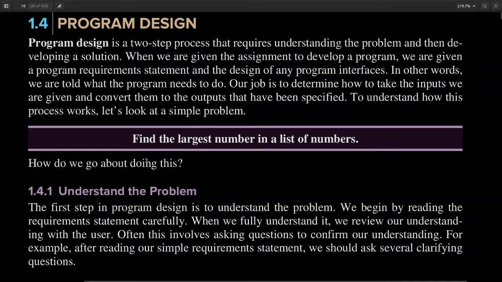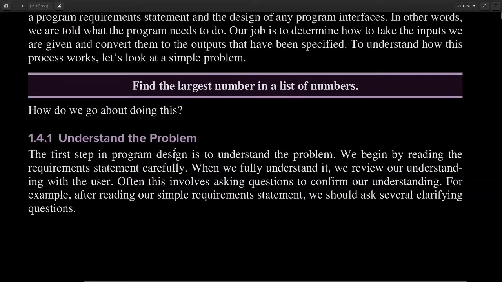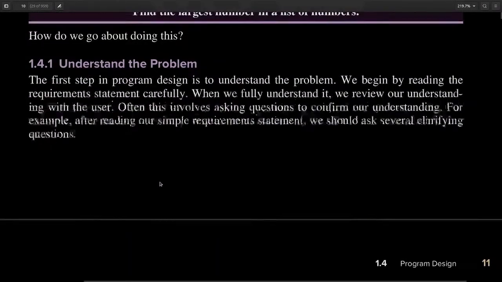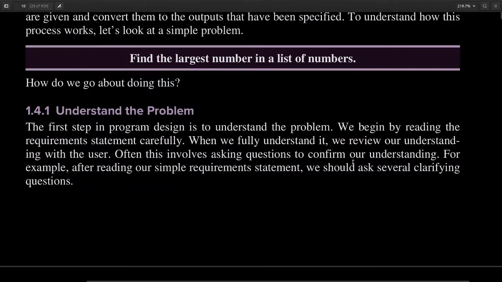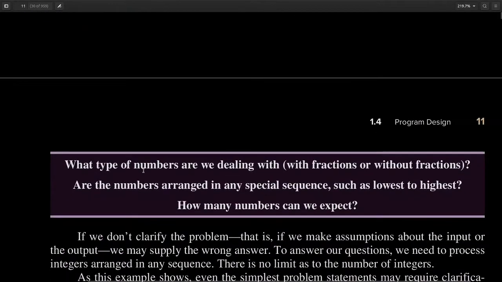The first step is that you need to understand the problem. So how do we understand the problem? First of all, we need to ask some clarifying questions, such as what sort of numbers your solution will be dealing with: will the numbers be integer type or decimal type? Then, are the numbers sorted in any special sequence, such as lowest to highest or highest to lowest, or how many numbers can we expect in the input?